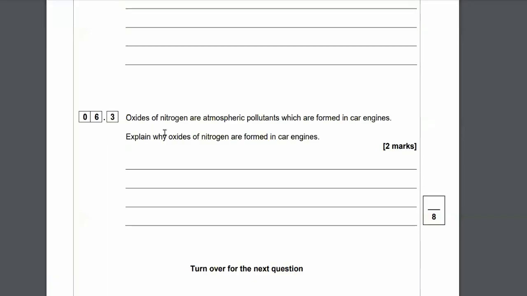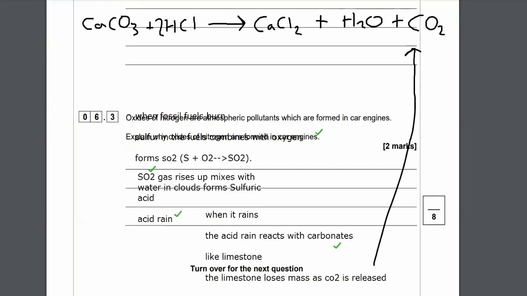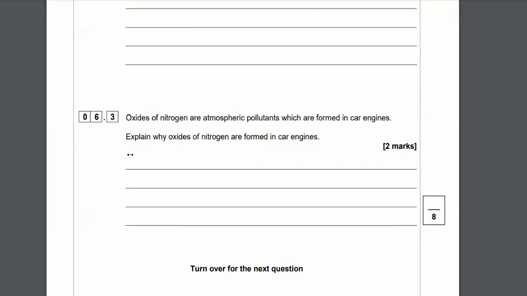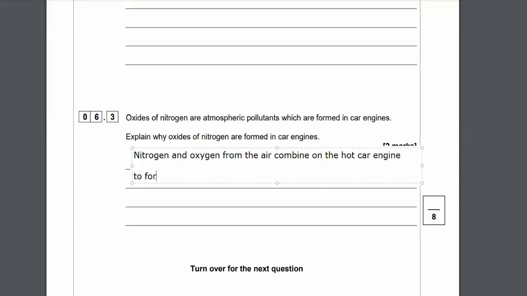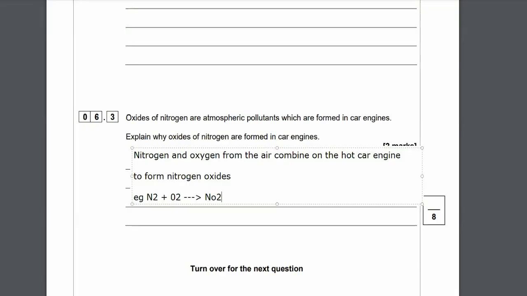So for 6.2, oxides of nitrogen are atmospheric pollutants which are formed in car engines. Explain what oxides of nitrogen are formed in car engines. Essentially, you need to say nitrogen and oxygen from the air. They basically combine on the heat of the car. The metal in the car engine acts as a bit of a catalyst. But the nitrogen and oxygen combine from the air in the hot car engine to form nitrogen oxides.